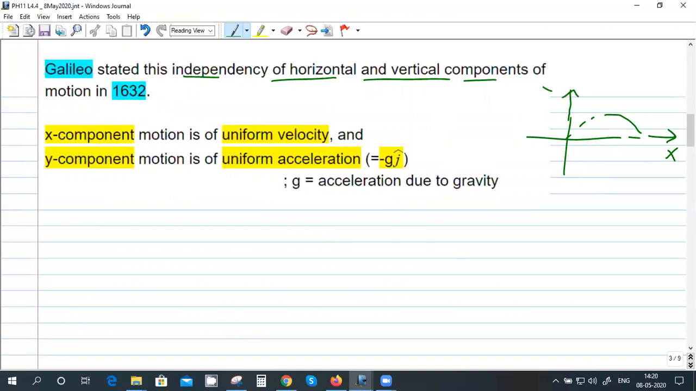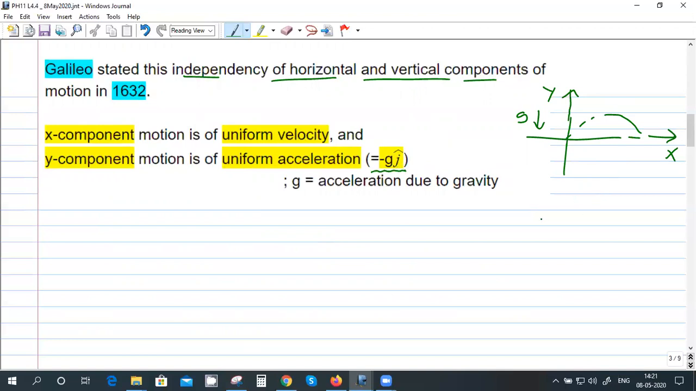This is the y-axis. Direction of Earth's gravity is downwards, g. So in this direction, is there any acceleration? No. What about in the y direction? Yes, because it goes up and then it comes down. So that acceleration is g, and the direction of acceleration is minus j cap.